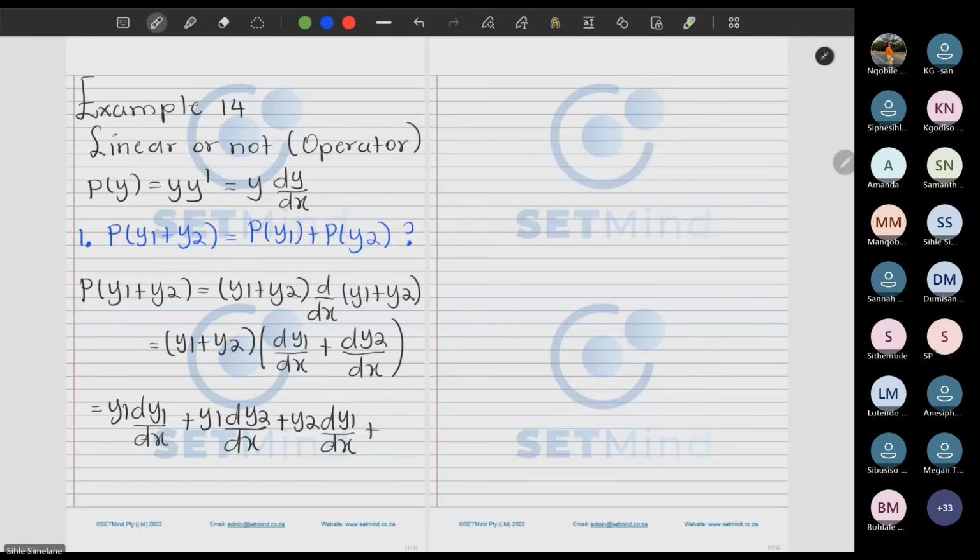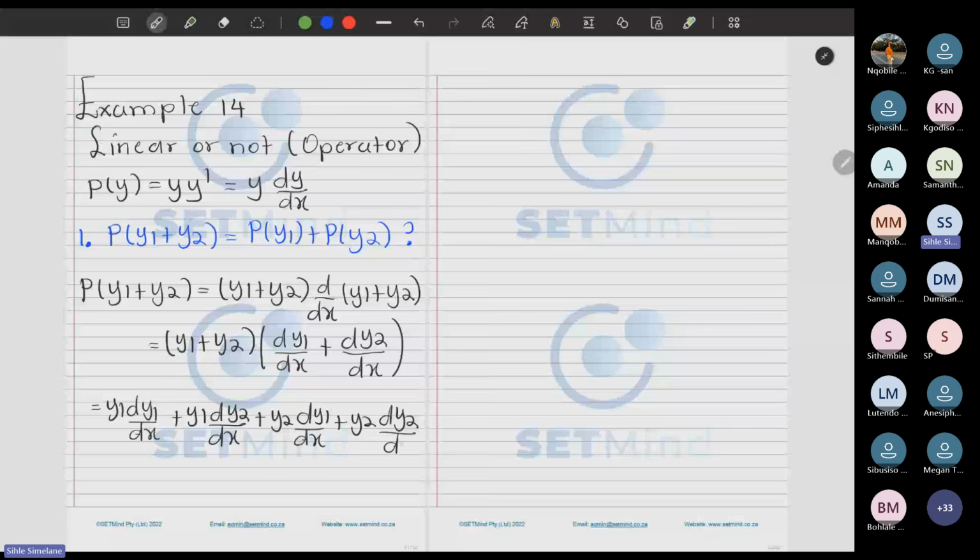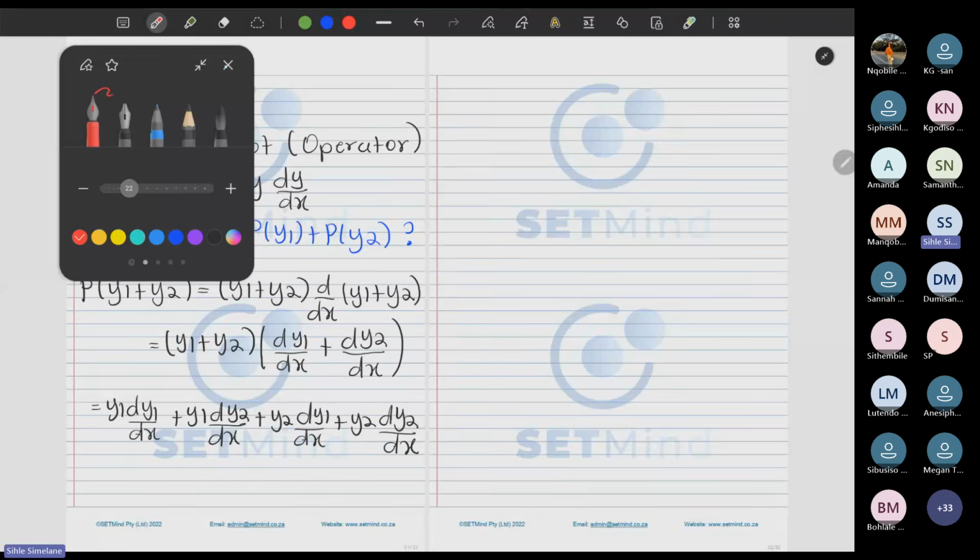Then the last terms, when you multiply them, y1 must also multiply here, so y1 dy2. Let me think. Okay, I did cover that term. So the next one is y2 dy1. And then the last term is y2 dy2/dx. So which terms are a problem here, guys? Anyone?